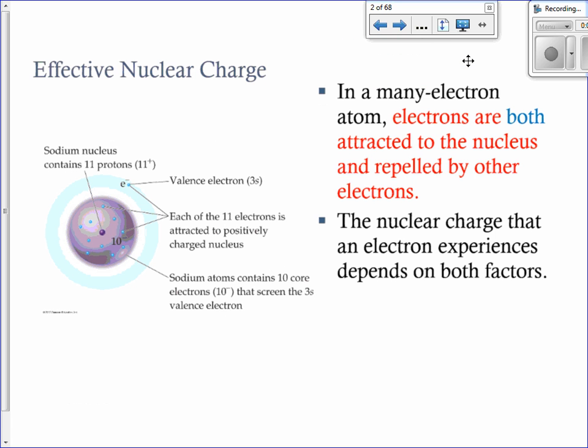Okay. Now, effective nuclear charge. You don't know this one. You do need to write it down. Effective nuclear charge is the term you're going to use a lot when you're describing and justifying your trends. Now, it takes into account two things that you need to know.